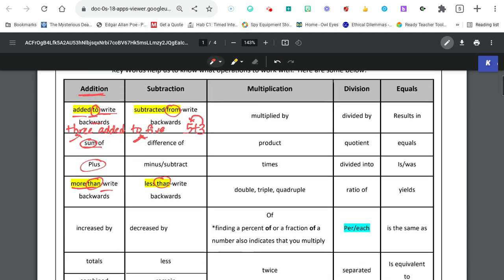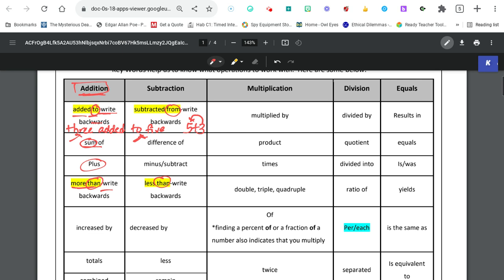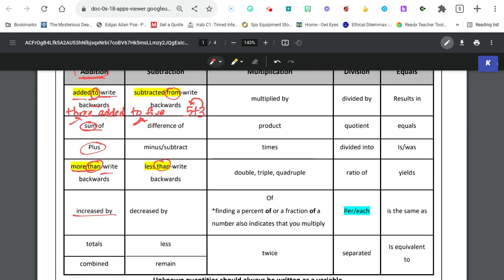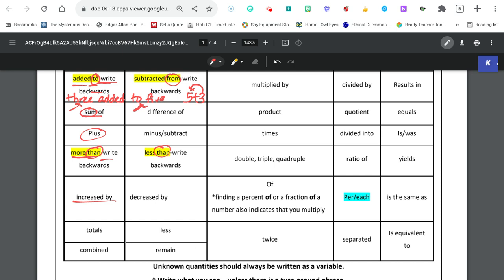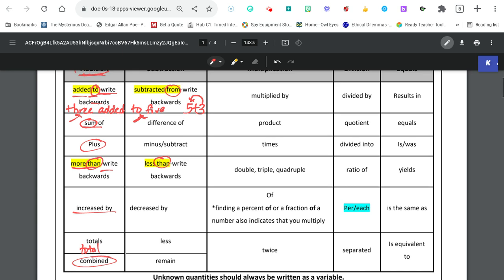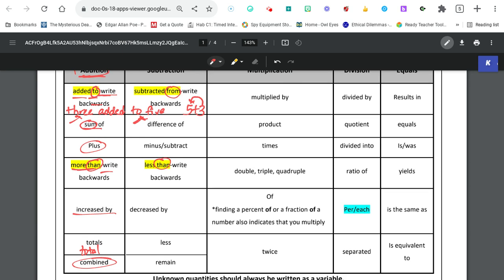Still on addition, guys. Increase by means to add. Totals or total, it can just be singular. Total means to add. If you combine something, it means add. So you need to familiarize yourself with these keywords. Of course, you'll have this chart in your notes. You can always look back at it, but you won't have it on the test. So before the test, you need to make sure you understand what these words mean.